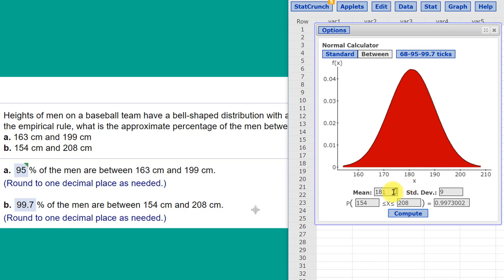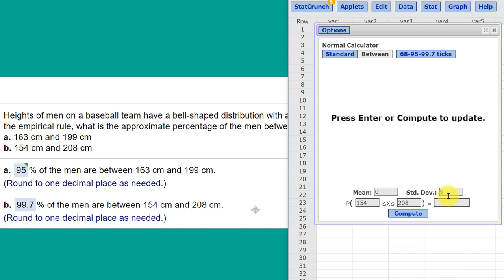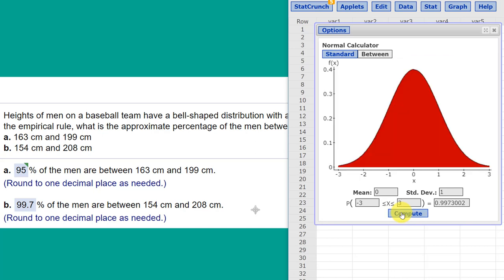One final thing I'll show you just to solidify the empirical rule. If we put back our standard normal mean of 0 and standard deviation of 1, and we put in minus 3 standard deviations and plus 3 standard deviations and click compute, we get 99.7, which we should, and that confirms the normal distribution follows the empirical rule.